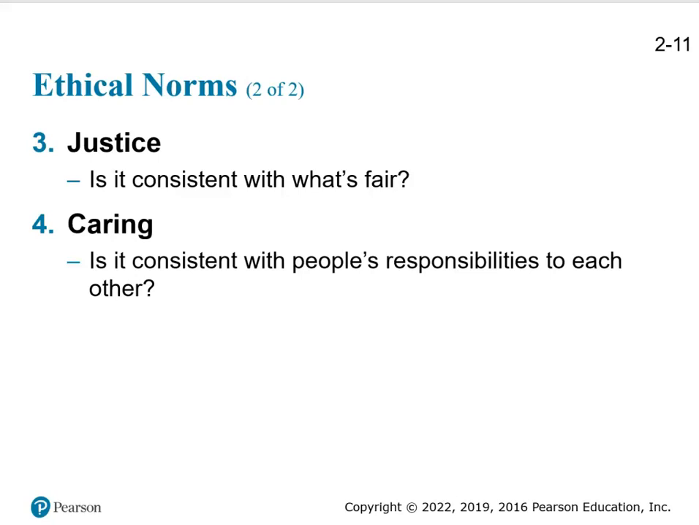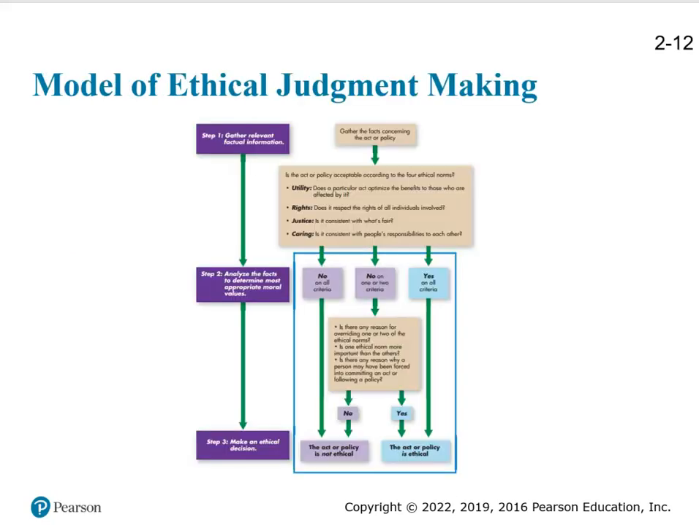And then the fourth one, caring. Is it consistent with your responsibilities to each other just as human beings? So for instance, we have a coworker that has a serious illness and is out for treatment, right? We need to cover for that person's position during that time, even though that means extra work for you.